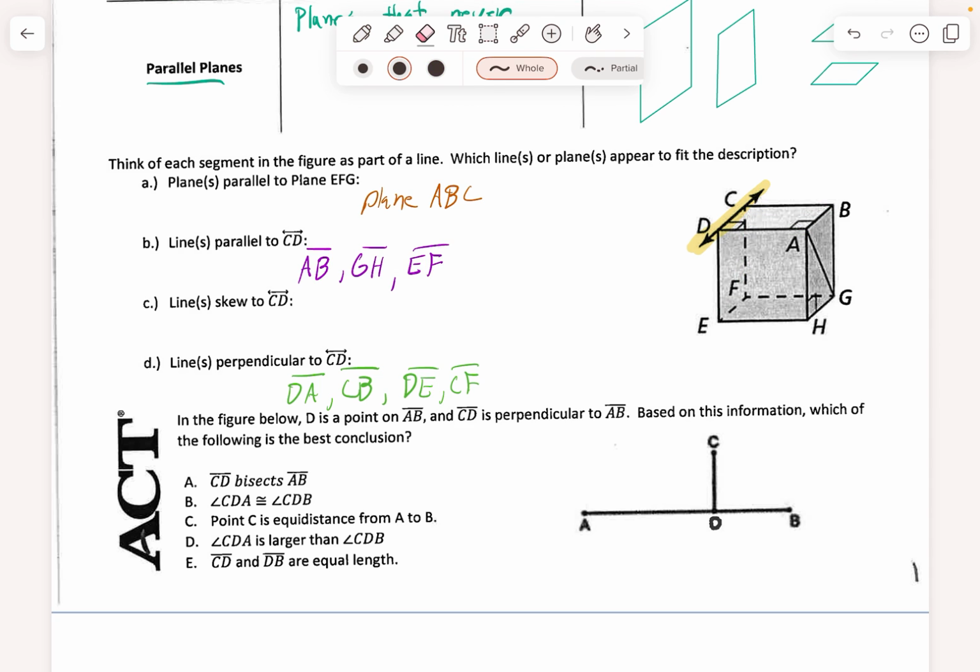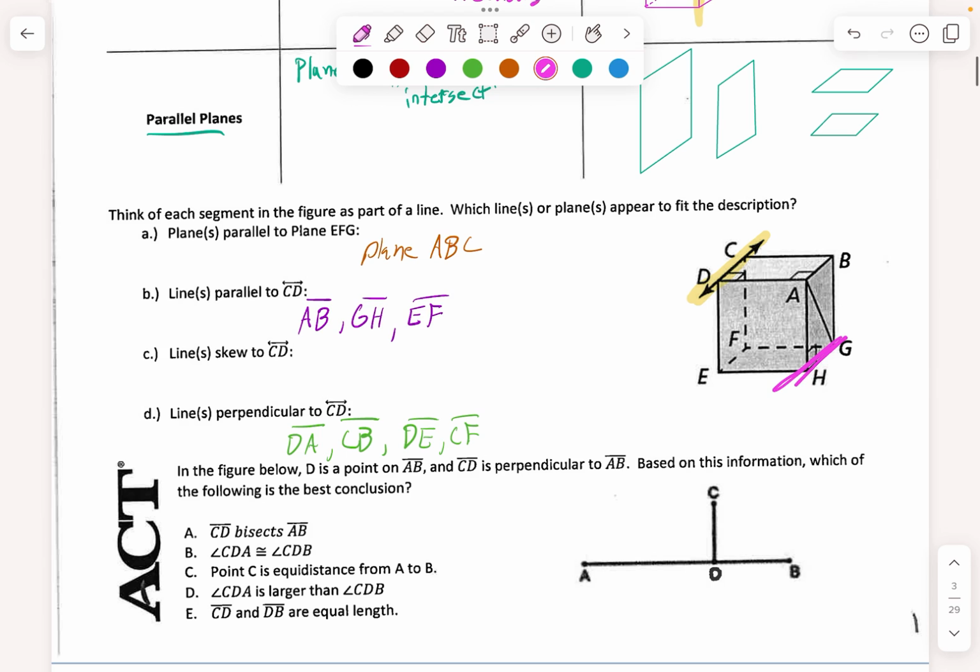Skew. Remember, skew means it doesn't touch and goes in a different direction. So this is not skew, even though it's not going to touch it and it's on the other end. That's parallel. We just showed that a moment ago. It still goes forward and back. So I need something not touching and not parallel to it. So AH sounds great.